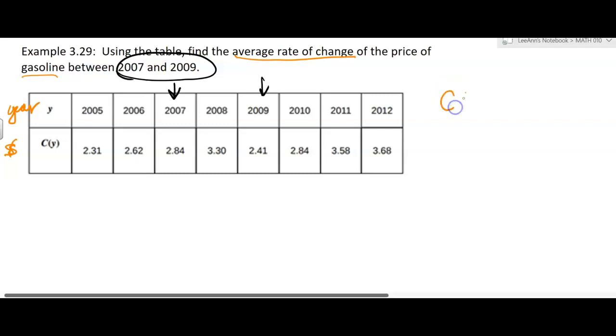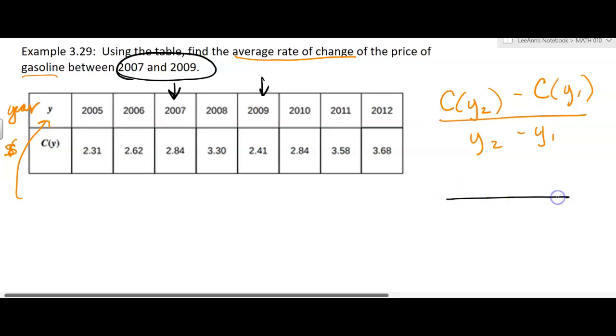So it's going to be C of y sub 2 minus C of y sub 1, over y sub 2 minus y sub 1. Now, why aren't I using x's? Because for some reason they gave this to us in terms of y. Okay, so it might be easiest to do the denominator first. So this would be our y sub 2, 2009, minus our y sub 1, which is going to be 2007. Those are the inputs, those are the years.